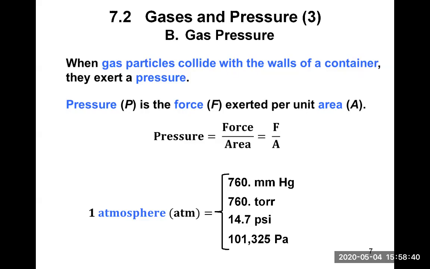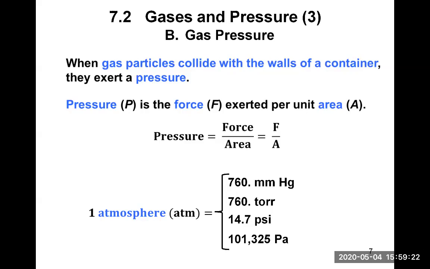Pressure, the symbol capital P, is a force, symbol capital F, exerted per unit area, represented by capital A. So pressure is a force per unit area. Imagine that you have a lot of particles hitting a wall at the same time and with a high speed. If temperature is high, then pressure will be higher. There will be more pushes on the wall in this case. The units of pressure are numerous. These are only a few of the most common ones.